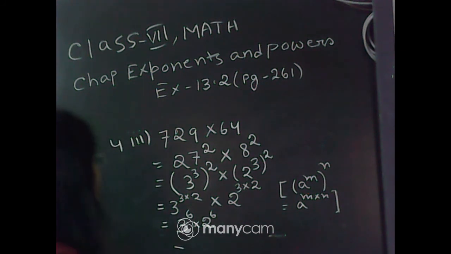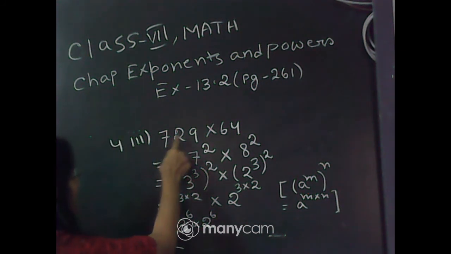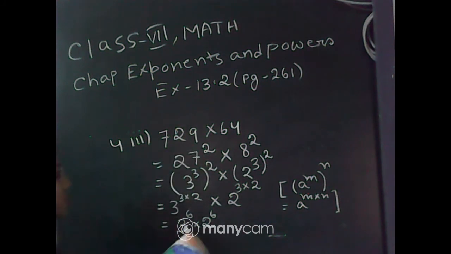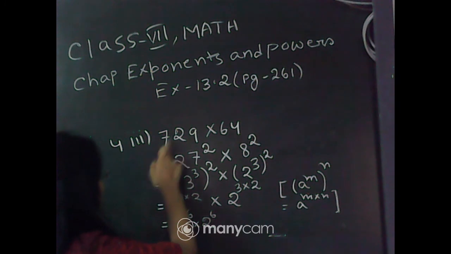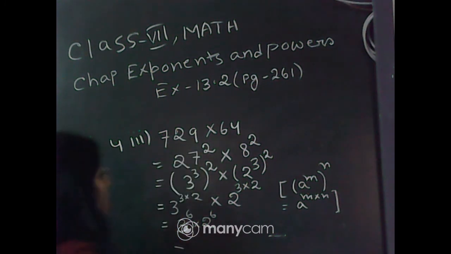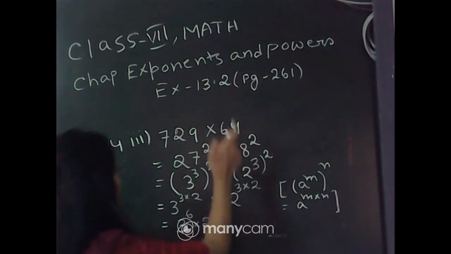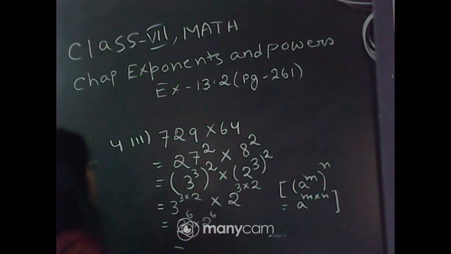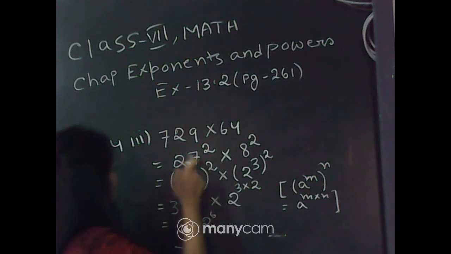Again I repeat the math. Here the given number is 729 into 64. We have to express this number as a product of prime factors in exponential form. Now, we can write 729 as 27 square. You can check this. Okay, and 64 as 8 square. Again, we can write 27 as 3 cube. So, 27 square is equal to 3 cube whole square.